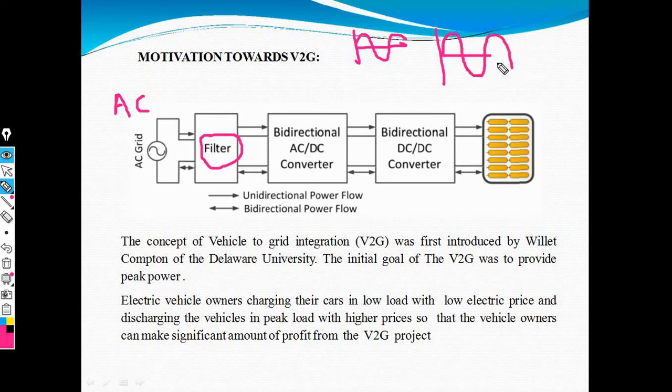Okay, and then finally, we use a bidirectional power flow converter that converts AC to DC, because in the vehicle to grid system we require a DC supply. This converter converts AC to DC, and it also converts DC to DC, and finally this output goes to the vehicle system.